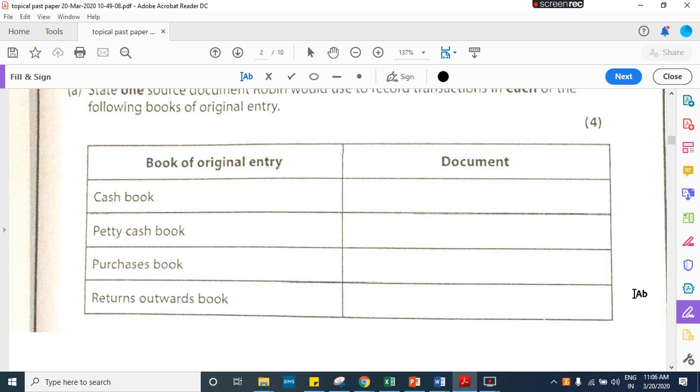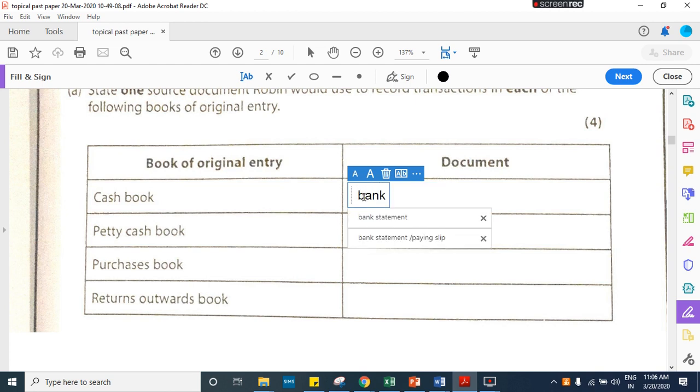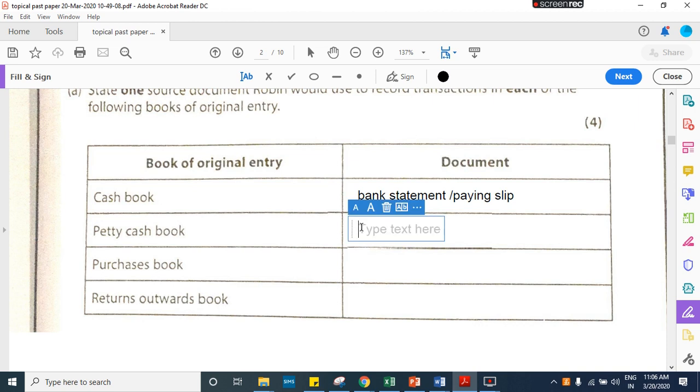Let's move to the answers. Cash book. A cash book contains cash and bank columns, so we can also consider it as a bank statement. And paying slip. One of these answers can be availed for 1 mark. Petty cash book, petty cash voucher.